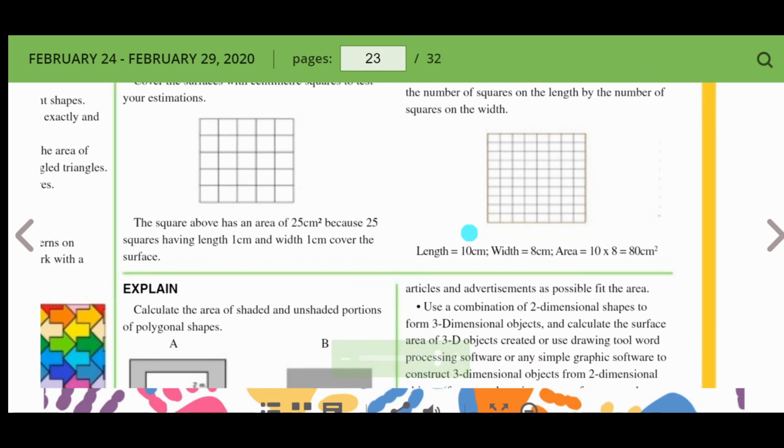And here they have an example. The length, 10 centimeters. Let's go. 1, 2, 3, 4, 5, 6, 7, 8. So that's not the length. This is the width then. So they are considering this to be the length. So 1, 2, 3, 4, 5, 6, 7, 8, 9, 10. So that's the length. And the width of 8. And they say area is equal to 10 times 8. And remember the units would be centimeter. So it would be 80 centimeters squared.